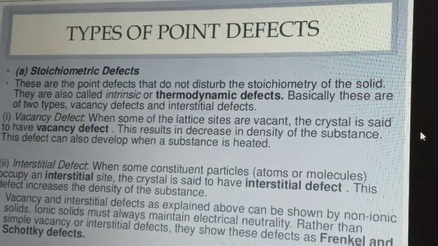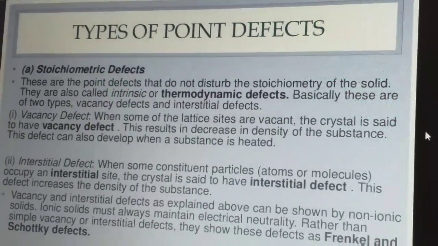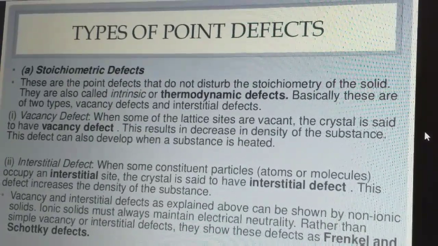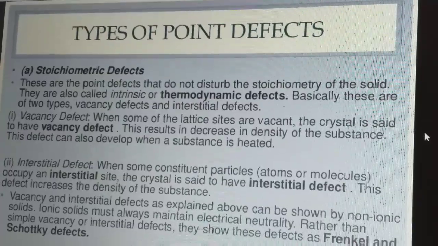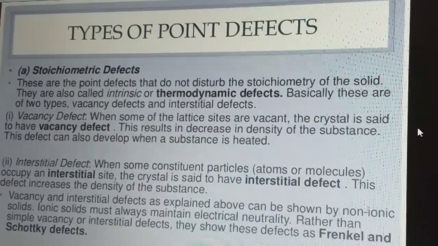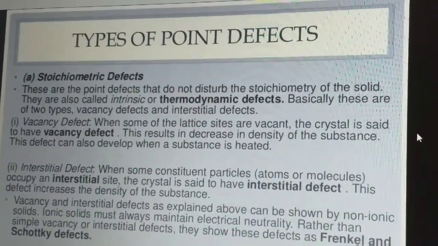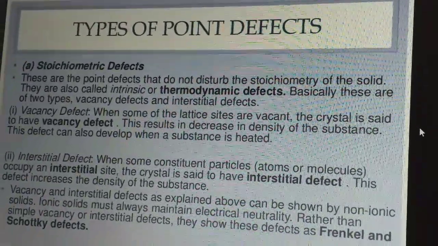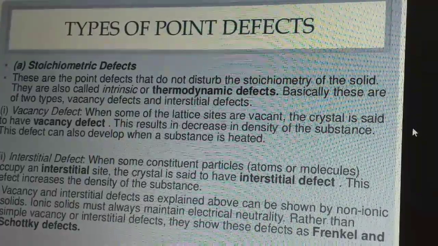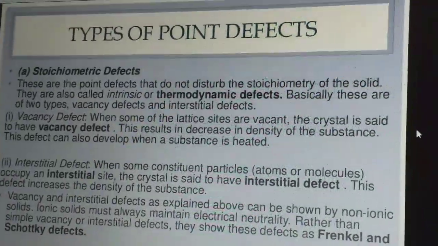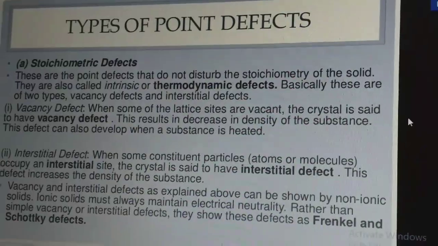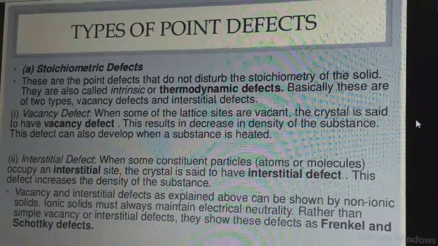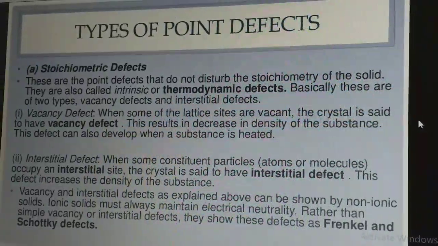So 2 points you have to highlight here. Vacancy defect means density decreases. Interstitial defect means density increases. And vacancy and interstitial defects, as explained above, can be shown by non-ionic solids. And ionic solids must always maintain electrical neutrality. Rather than simple vacancy or interstitial defects, they show these defects as Frenkel and Schottky defects.